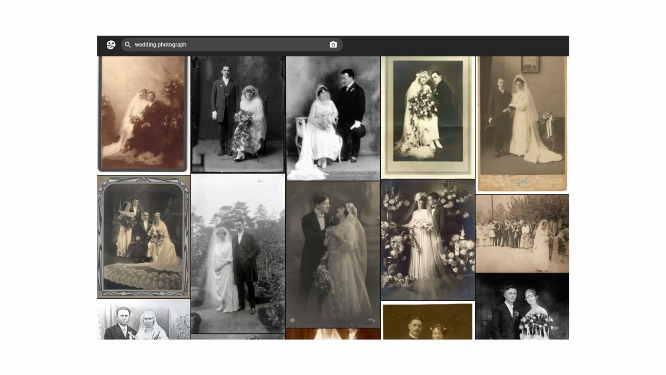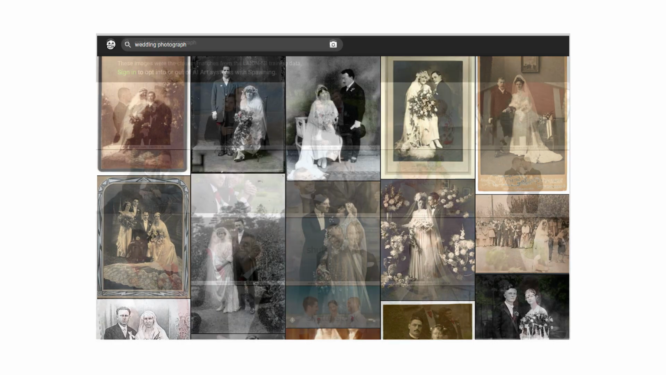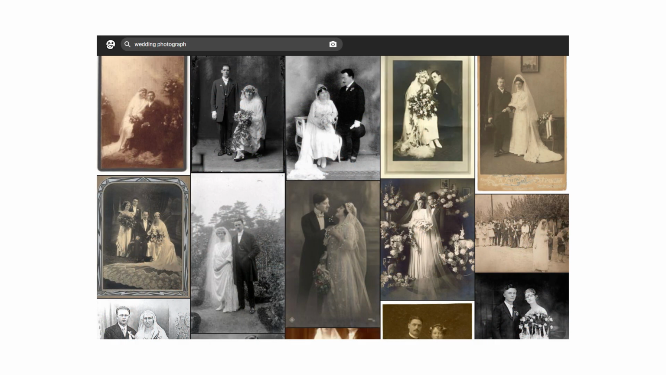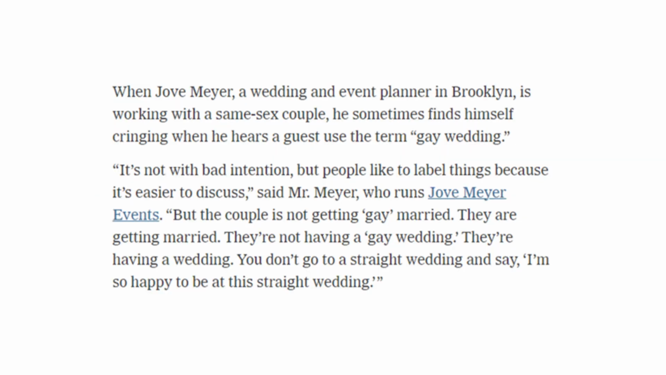So weddings with same-sex couples might be more tightly correlated with phrases like "gay wedding" and isolated from the category of "wedding." This is a categorization that is happening as a result of people's labels and the way that people label these events. And this quote talks about it exactly: people like to label things because it's easier to discuss.